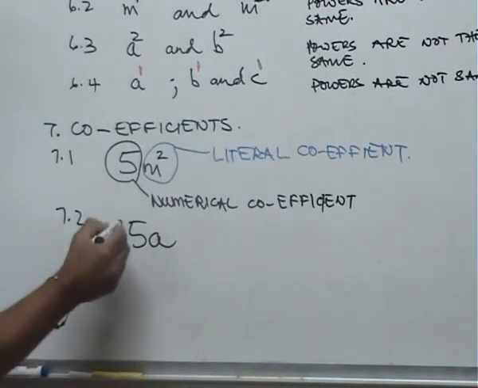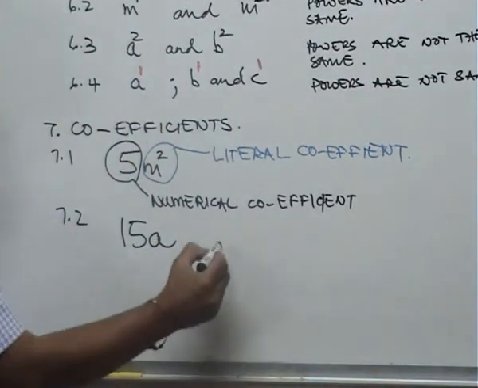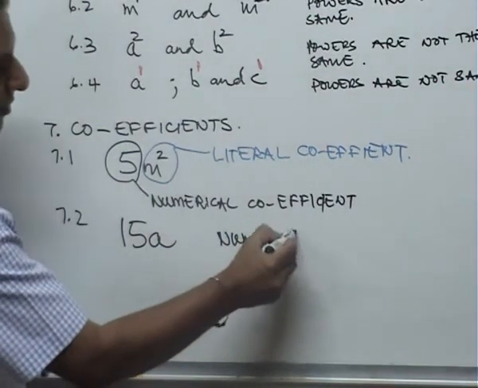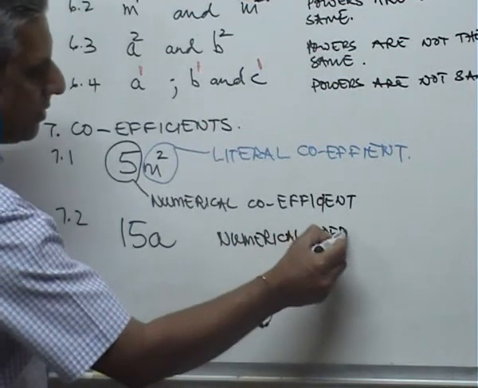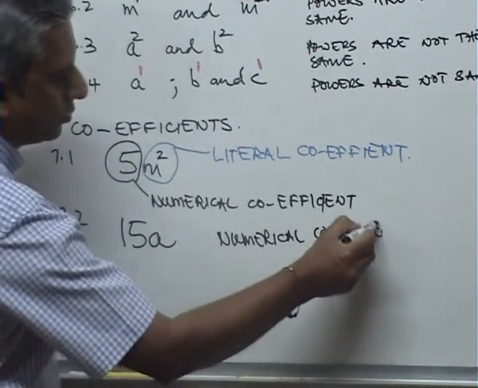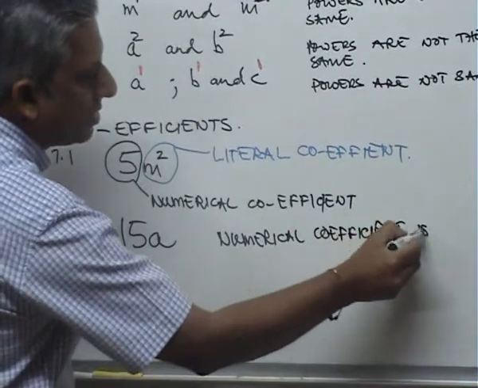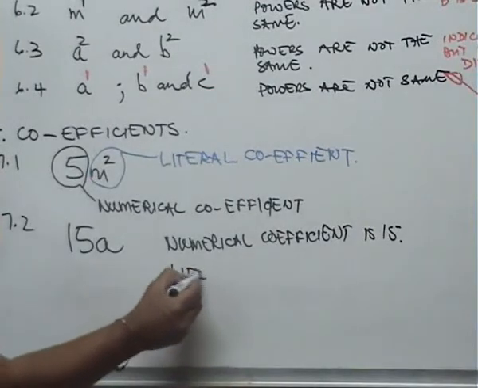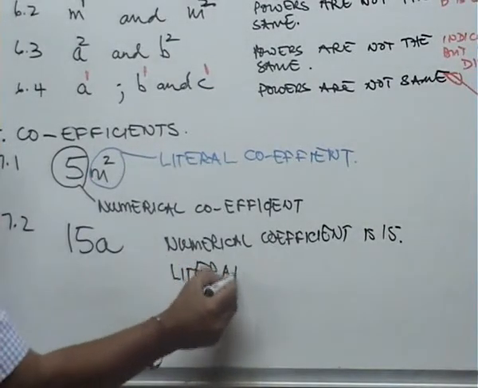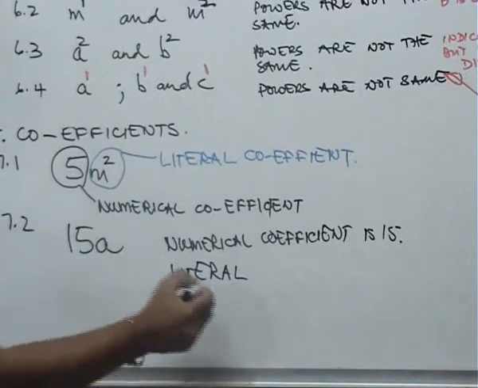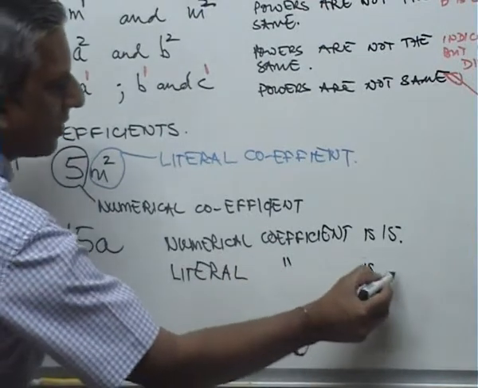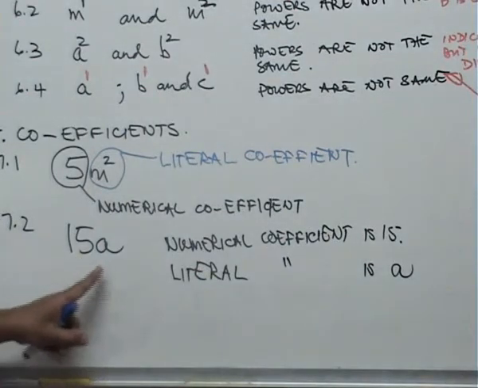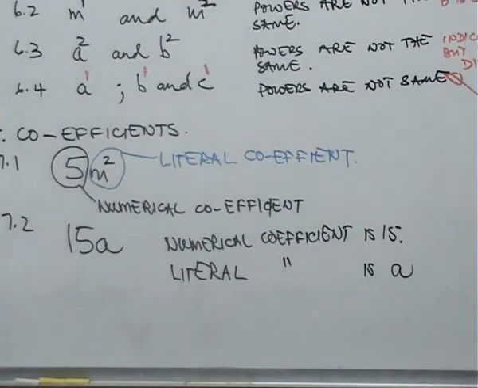7.25a, or let's make it 15a. 15a. So the numerical coefficient is 15. The literal, the word literal comes from letter. So the literal coefficient is a. So we must be clear about what is a numerical coefficient and what is a literal coefficient.